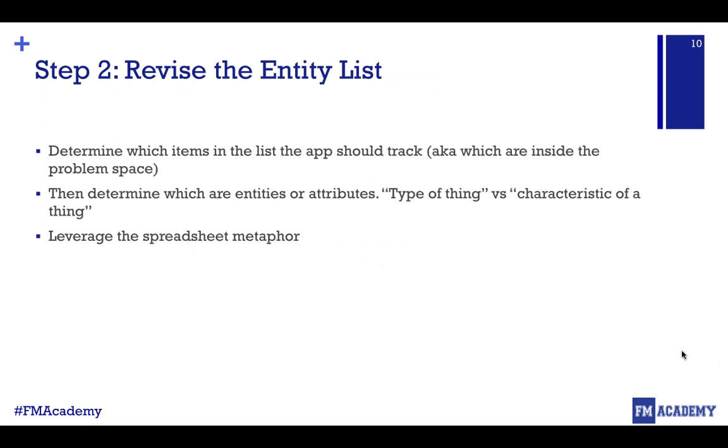And so what's the next step? Step 2 is to revise this list. So you need to take the list of nouns, the possible entities, and you need to whittle it down to what the app should track, because not everything in that list is something that the application cares to track. Another way to think about it is what's inside the quote problem space. Problem space being the thing that you're trying to solve. What's the application trying to solve?